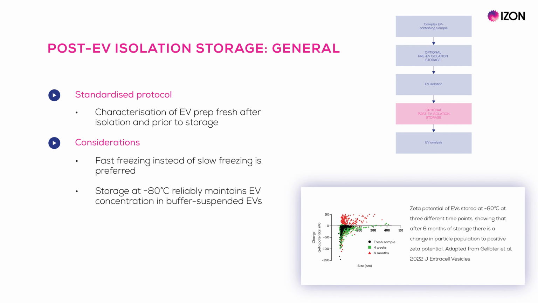Another thing to be aware of is that storage protocols can also affect EV zeta potential, which is a measure of the effective charge of a particle in a certain medium. Zeta potential can affect interactions between an EV and a cell, and it may alter EV stability or aggregation. This figure shows how EV storage can affect zeta potential. After storing EVs at -80 degrees for 6 months, EVs shifted to having a positive charge.